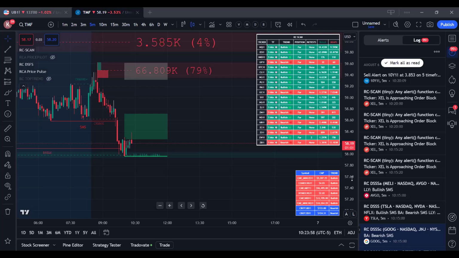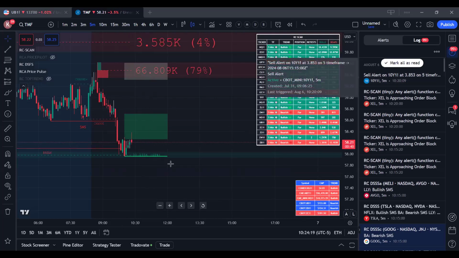It is like TMF and TMV. If TMF starts going up, TMV will start going down. So once UB touches the bottom or this TMF touches the bottom, we can buy calls here. And if we see a reversal, we'll buy TMF calls. We can buy TMF puts. We can short 10 year.